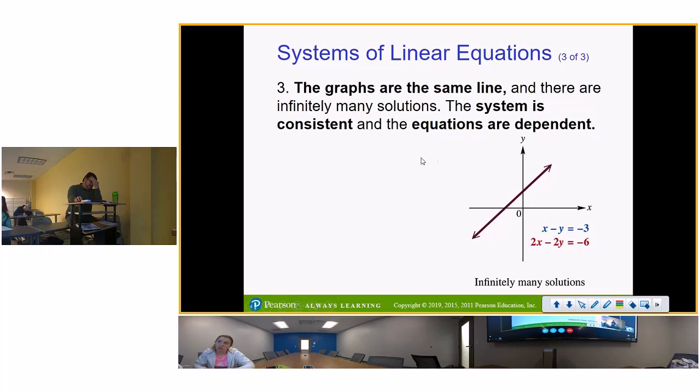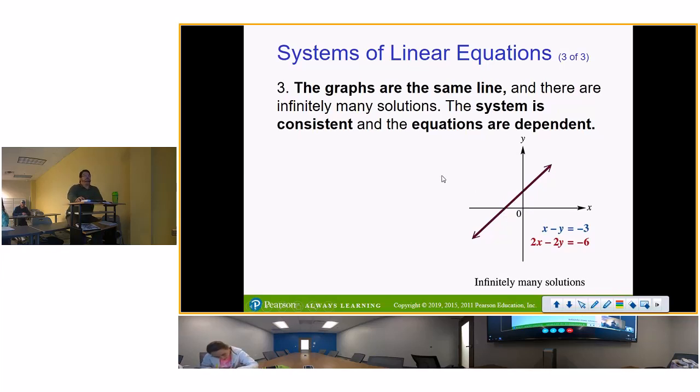So there's the three types of answers you're going to get. A numerical answer, which means an intersection point, or parallel lines, which means no intersection point, or the same line, which is all real numbers, or infinite. So those are the three types. Again, 90% of the time you're going to get an intersection, and then 10 to 20% of the time you might get the same line, or you might get parallel lines.